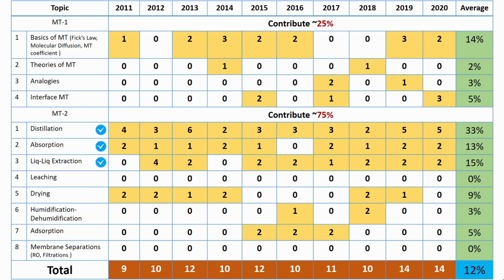And if I conclude the whole mass distribution, then distillation, absorption, and liquid extraction are the most important topics that you will see. And there will always be at least one question from these three topics. So if you are preparing and you are in a hurry, then you should never leave these three topics, because one thing is clear that mass transfer always contributes more than 10 marks in the last 10 years, that is from 2011 to 2020.